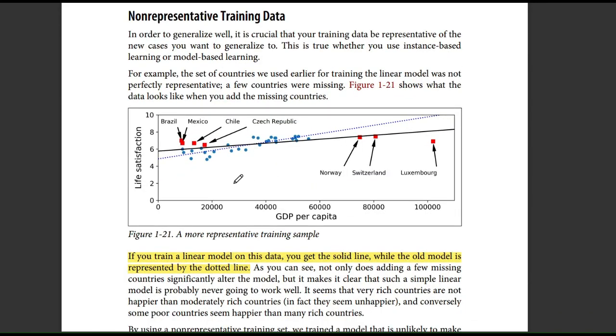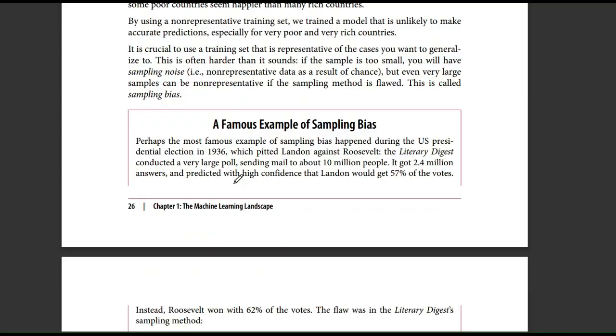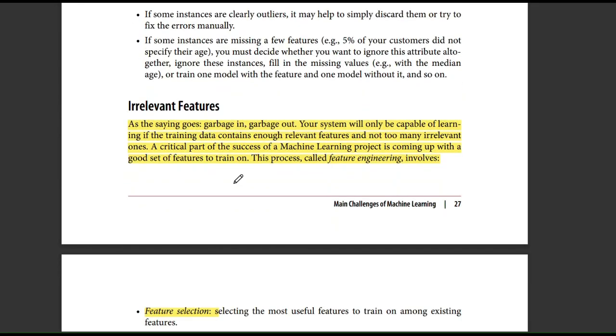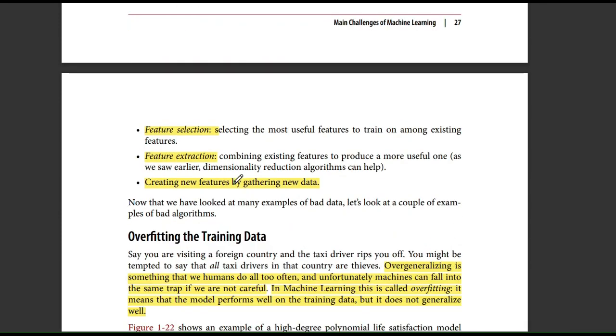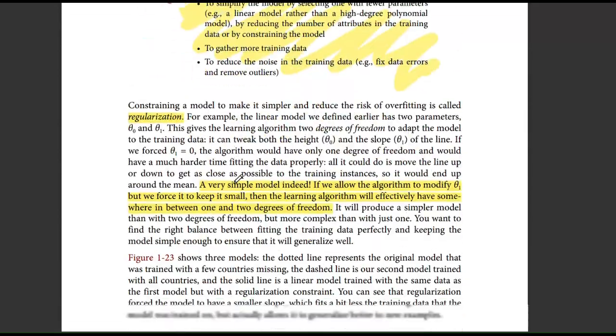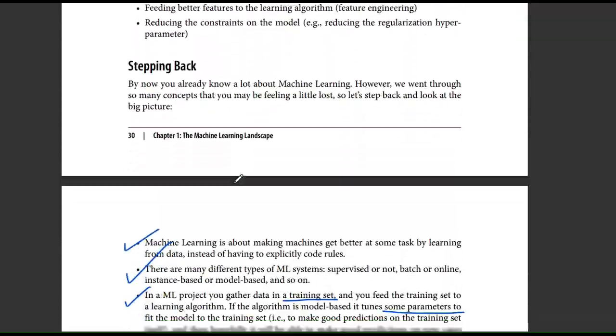Bad data means you have inconsistent data. For example, you have missing data present inside your data set, and so on. Or you have insufficient data. For a particular task, you just have a very small amount of data to train on.